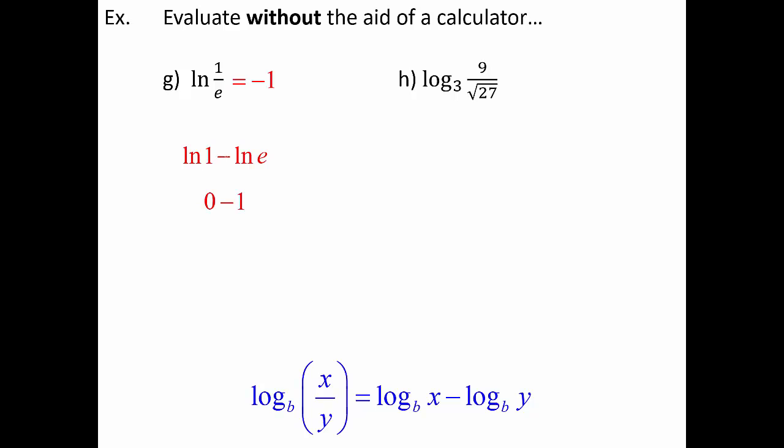ln of 1 is of course 0, ln of e is of course 1, and 0 minus 1 is still negative 1. Now again, it is your choice how you want to approach this problem. Whichever technique you think is more obvious, go with that technique.